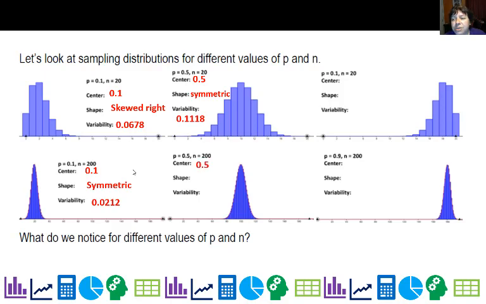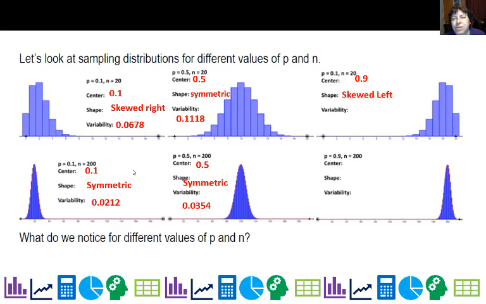Well, my center is going to stay the same. My shape is even more beautifully symmetric. I would expect my variability to be a little bit more than 3 times smaller, and it is. All right. And finally, let's go with an extremely high value of p of 0.9. That's what it really is, by the way.